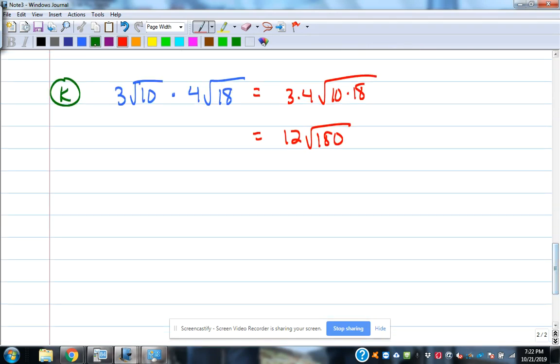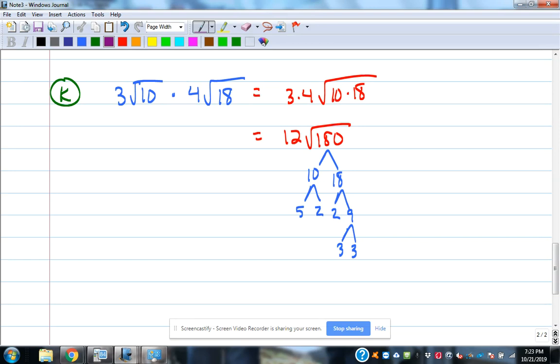And I'm going to break down the 180. Started with 10 and 18, so I'm going to go back to that. 5 and 2, 2 and 9, 3 and 3. I'm just breaking down that number with the factor tree. 180 came from 10 times 18, so that's 5 times 2. 18, I did 2 times 9. If you did 6 times 3, it's 9. Same thing. And then I broke down the 9 again for 3 and 3.